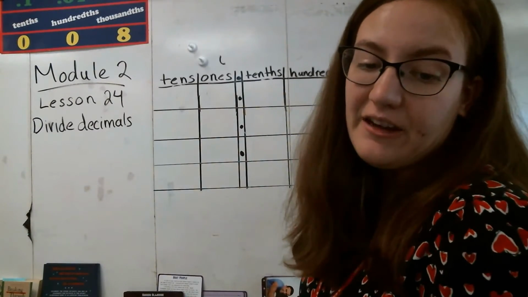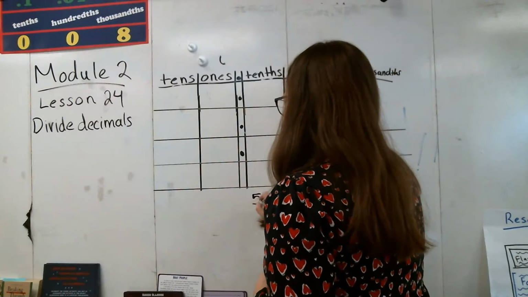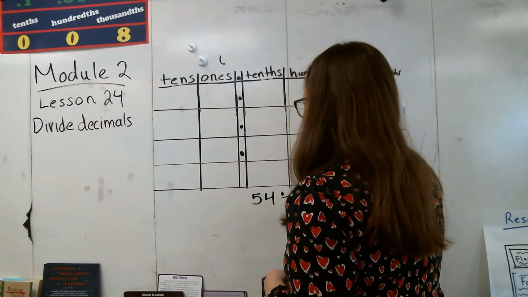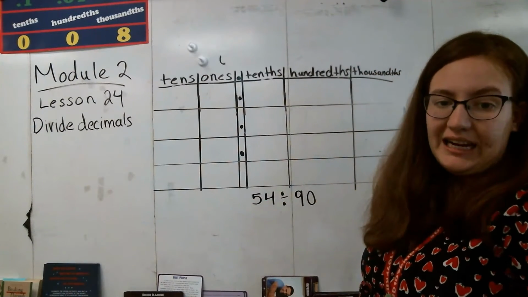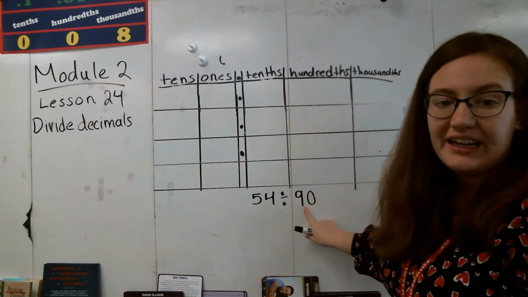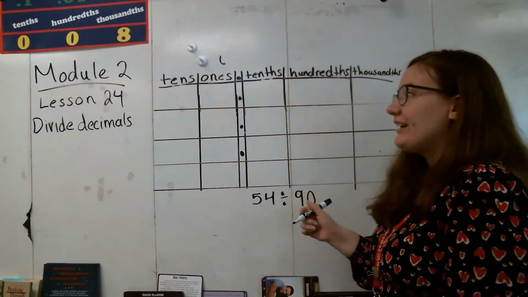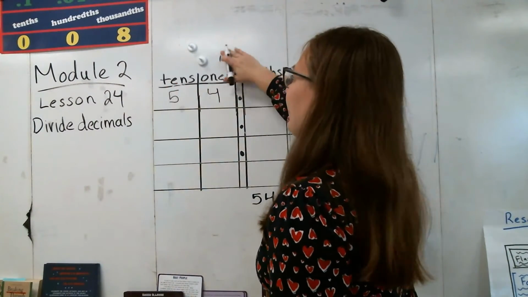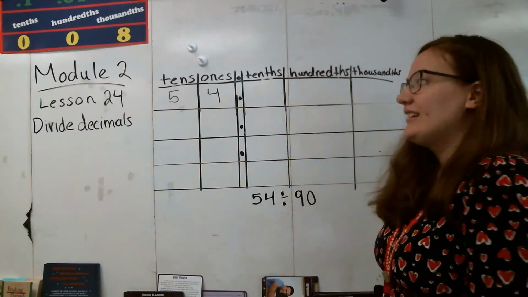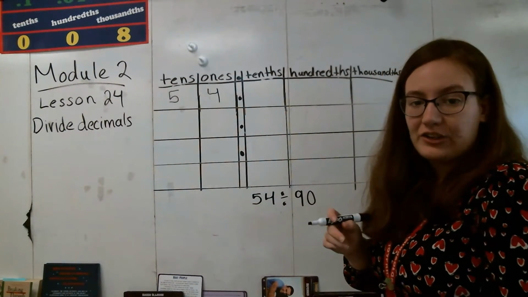We have 54, I'm going to write this down here. We have 54 divided by 90. Now when I look at 54 divided by 90, since I have this 9 right here, I see I can't really use my place value chart anymore, because even if I were to write the number 54 in here, I can't divide by 90. I don't know how many times I need to move my place value chart.